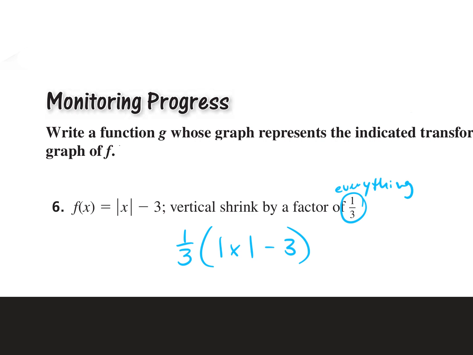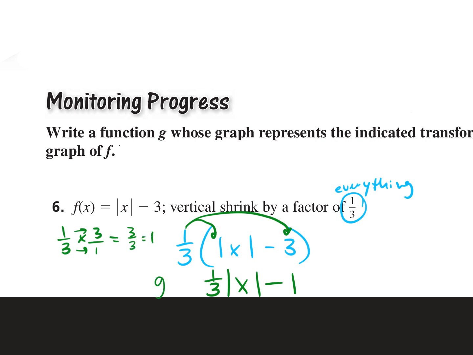Can I multiply the 1/3 inside the absolute value? No. It stays on the outside. What else does it get distributed to? The negative 3. So I have 1/3 times the absolute value of x. What is negative 3 times 1/3? Awesome, negative 1. If you need to, write it down. 1/3 times 3. You'd make 3 over 1, and then multiply your fraction straight across. So it'd be 3 over 3, which is 1. So that's how we get the 1. So this is g of x.